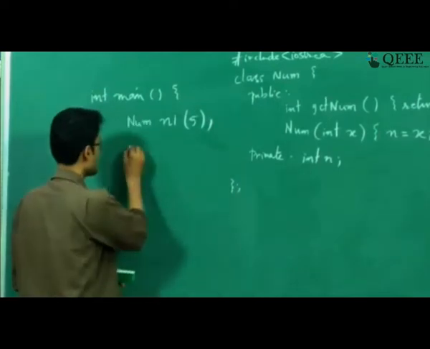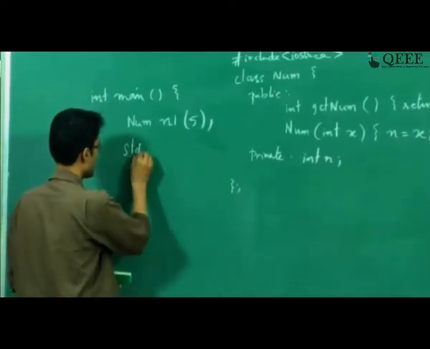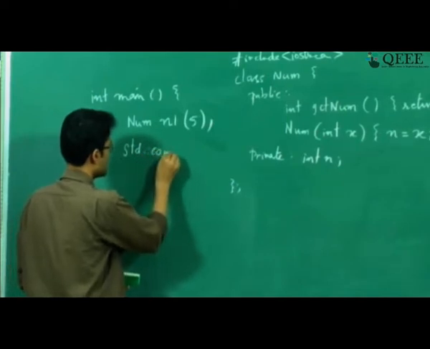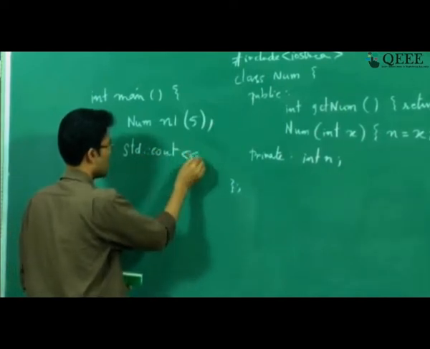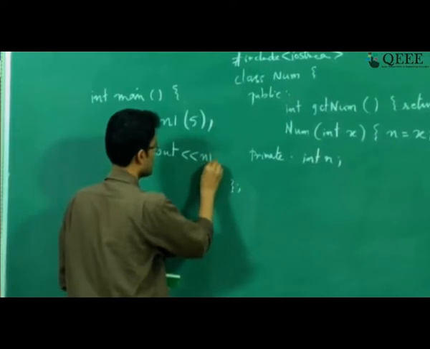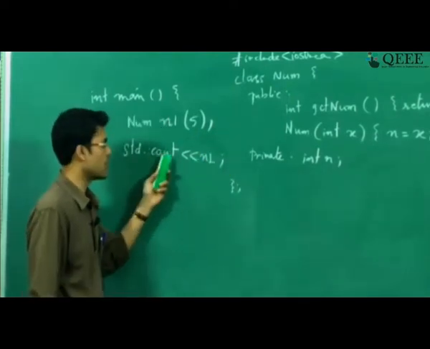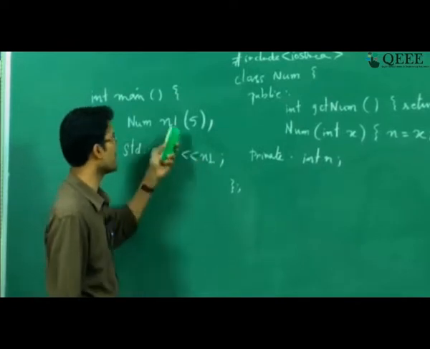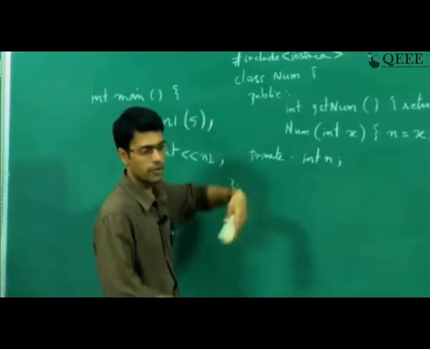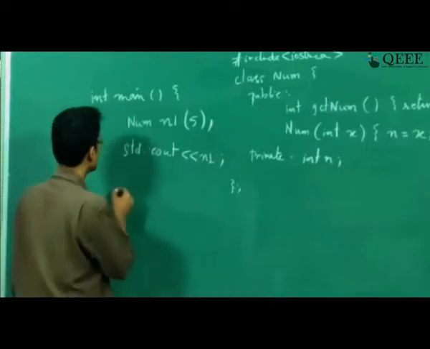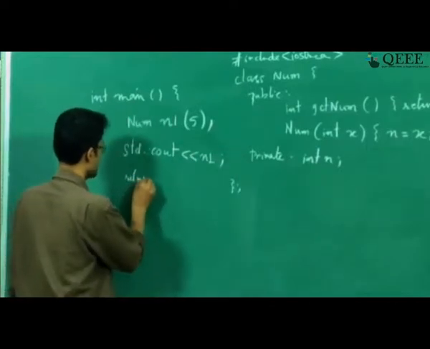And then what I want to do essentially, this is the important part, that with cout, I want to print n1. Cout doesn't know about the type of n1. n1 is of type Num, which is my user defined type, right? And then maybe return or something.